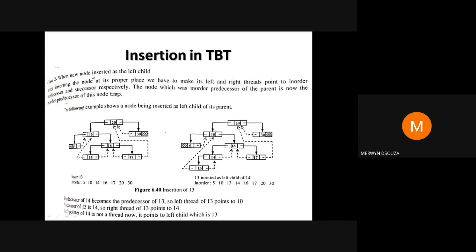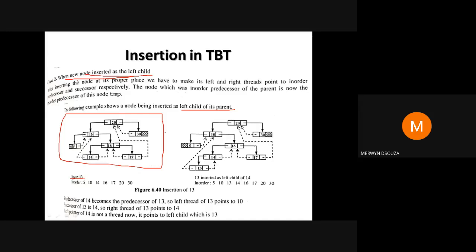Case 2. Suppose you are inserting the new node as the left child. You are already having a tree with you, and then you are inserting 13. Here they are inserting 13 as the left child of 14. They are directly inserting 13 as the left child of a parent node. I'm directly taking an example from your textbook. So basically what we are seeing now is inserting a new node as the left child.